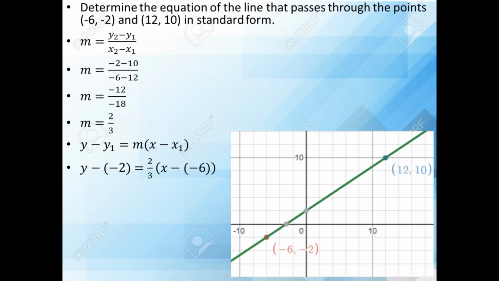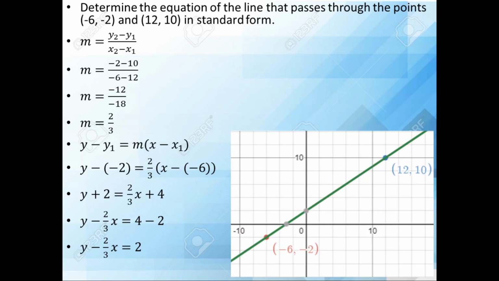So y take away -2, when we simplify that, will be y plus 2. And then on the right hand side, simplifying, 2/3 times x will give me 2/3 x. 2/3 times 6 is 4. And when you take away a negative, that is a positive. So we have 2/3 x plus 4. Transposing, I'll have y minus 2/3 x is equal to 4 minus 2. Simplifying, I have y minus 2/3 x is equal to 2.